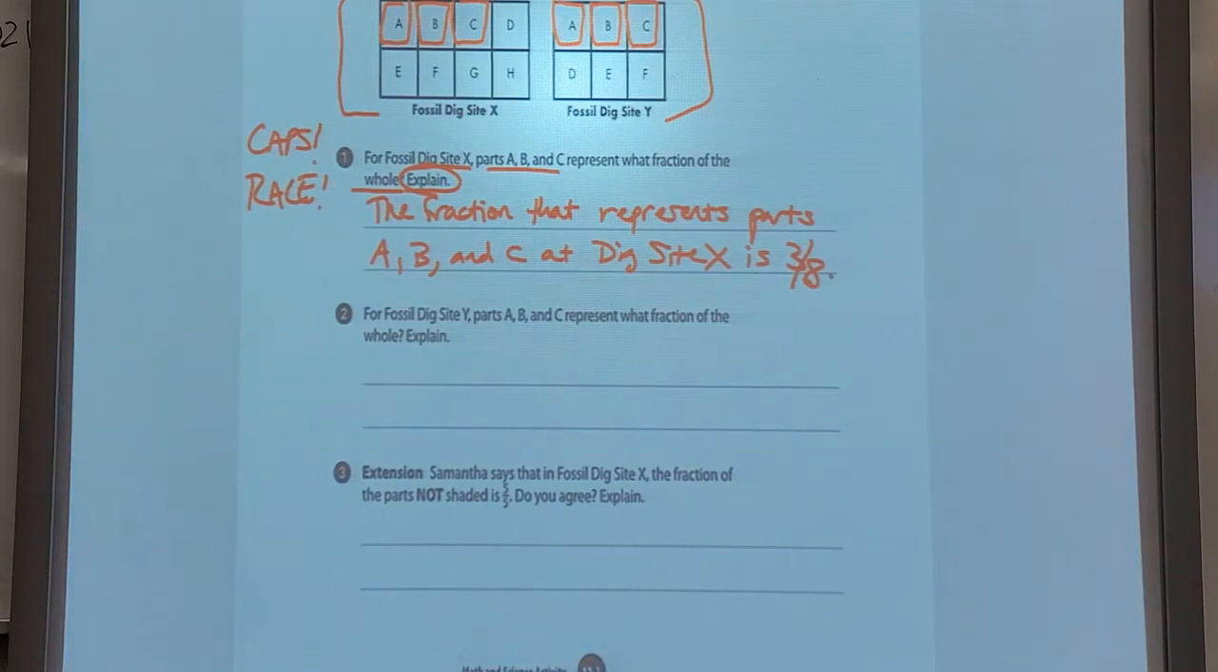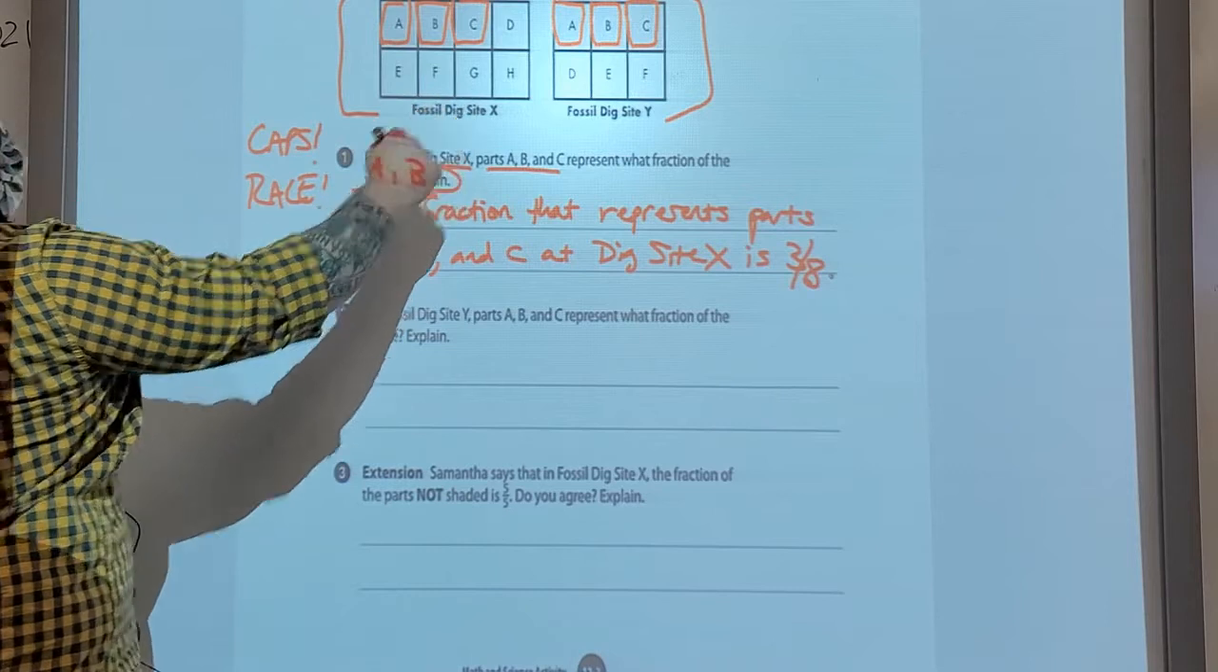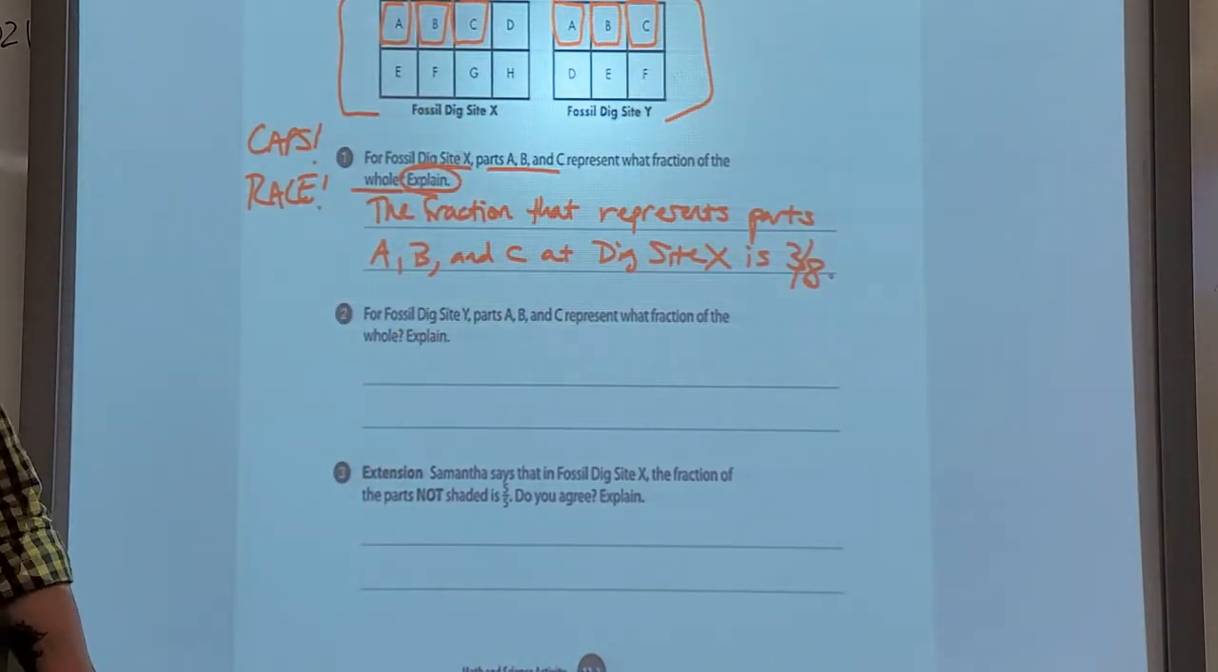You do not need to copy that. If you have something else, keep it as long as you've got the right answer. Just remember, when it says explain on a worksheet like this, I do want to see a written answer, a complete sentence. But yes, the fraction that represents parts A, B, and C at dig site X is 3/8. And why do we have that? Because 3 of them are highlighted out of 8. 8 is the whole. The whole site has 8 spots, right? Make sense?